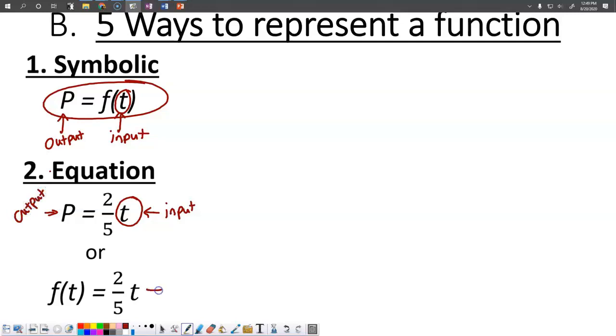Same thing down here with this one. The T is the input. You can also tell that the T is the input from over here, right? Because the number or letter that's in parentheses is the input. But the whole thing, F of T, is also considered to be an output. Okay, so T is the input, F of T is the output. And what that means is that P depends on T, or F of T depends on T.